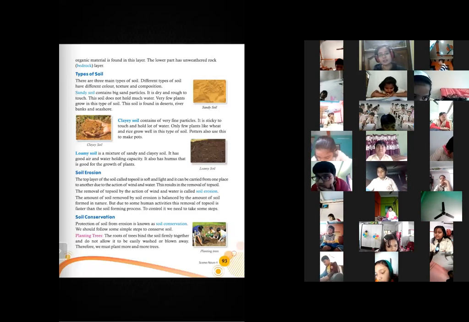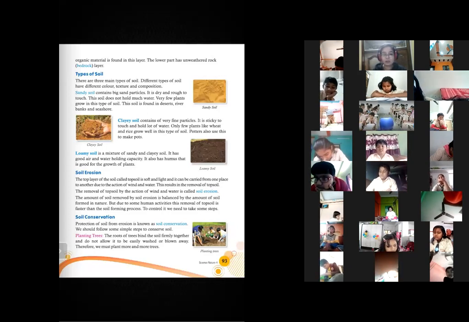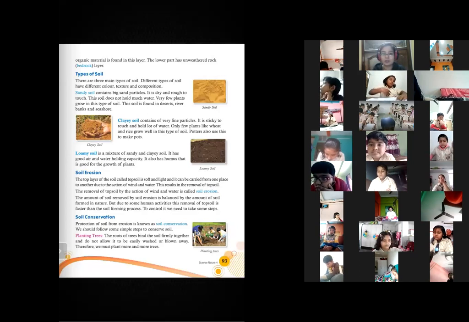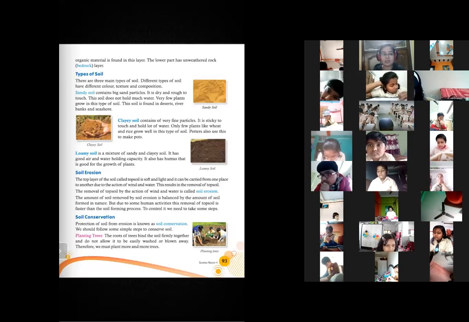But due to some human activities, this removal of topsoil is faster. Suppose for making buildings, and for using for agriculture, we are digging holes continuously, and this is how we are damaging the topsoil. And you all know that it takes time for the formation of soil. You have learned it in this chapter previously. So if we start digging holes and damaging the topsoil continuously, then it results in soil erosion.